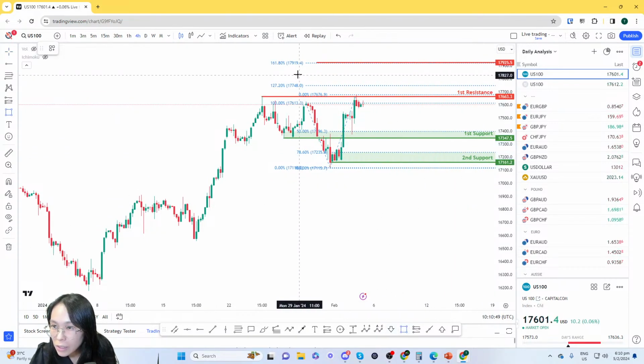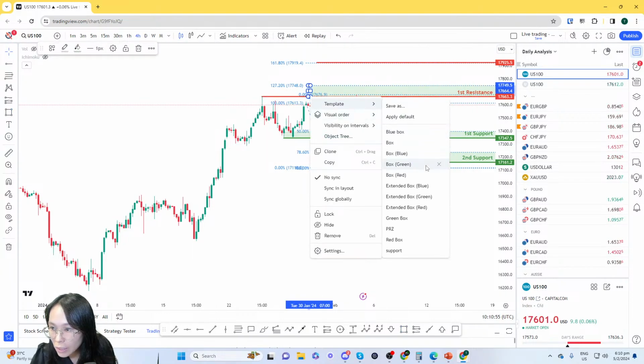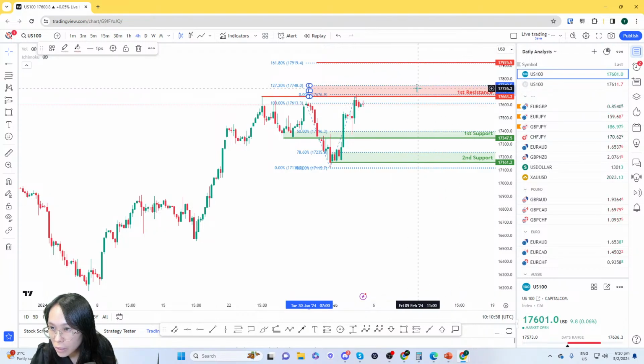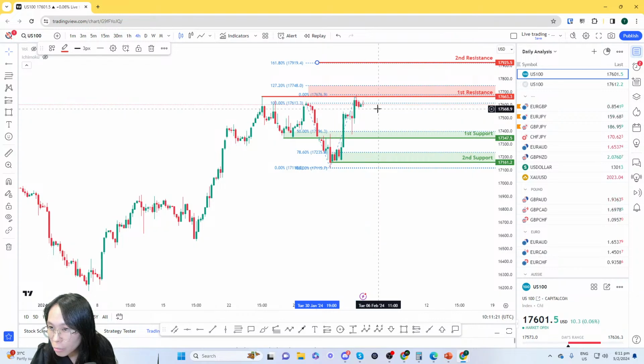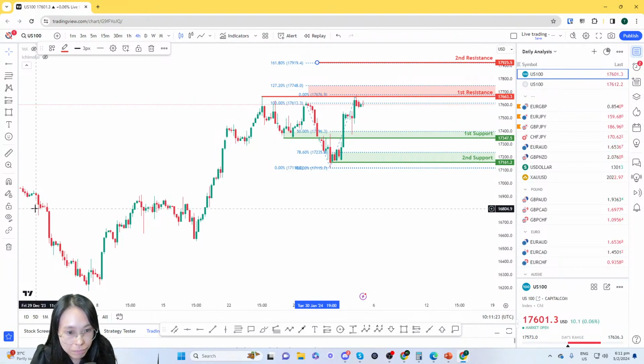So on the resistance side, we do have extension level. I've highlighted this whole level as my resistance. If price were to break out of this first resistance line, it could still be met with resistance from 17663 all the way to 17749. And our second resistance is on the 161 extension. Price is kind of coming down. So this will be for US 100.